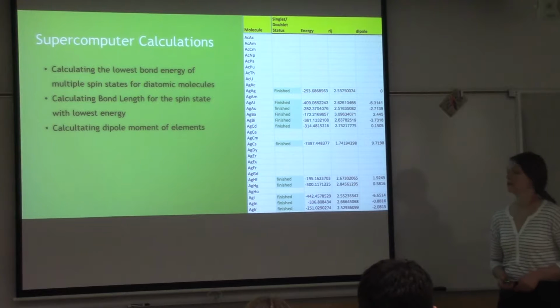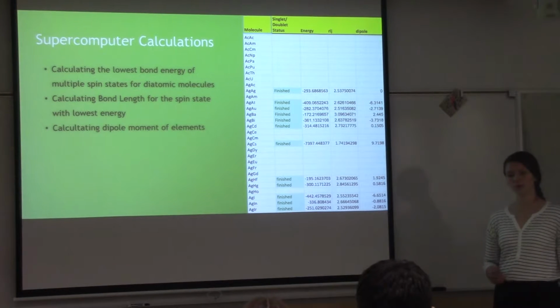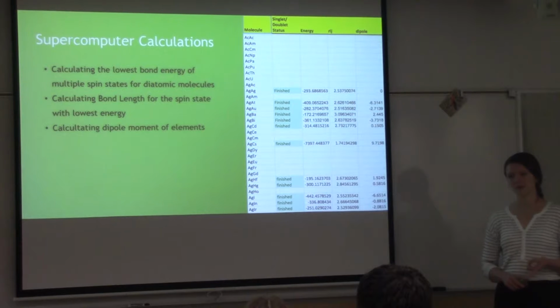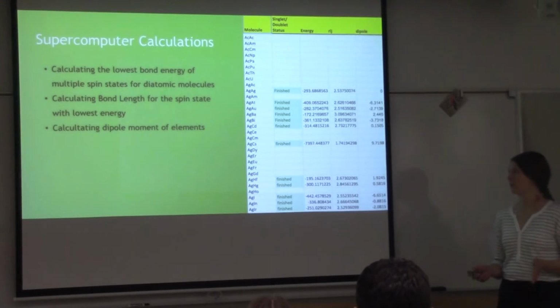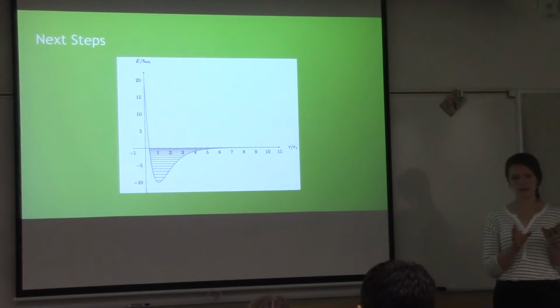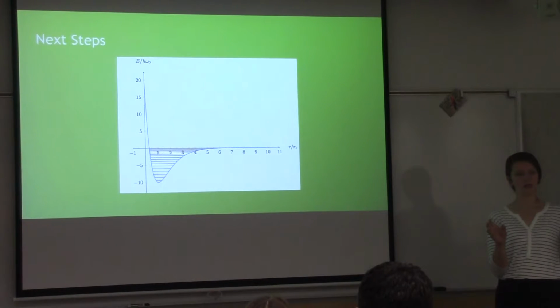These are calculations that we run on a supercomputer, and they optimize the geometry of the molecules so that we can find out the bond length at different spin states as well as the dipole moment. And all this data will have to be run through again. Right now we're doing the geometry optimization, but the next step in our research is to do a scan of the diatomics and see as we pull them apart how the energy in that bond changes with length.